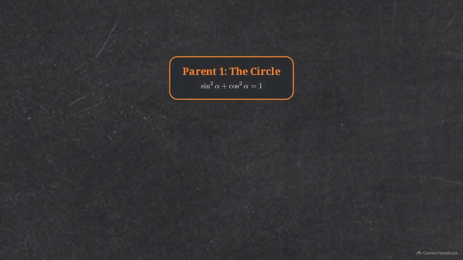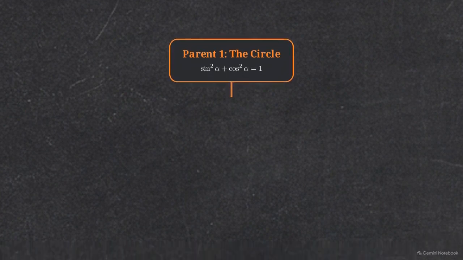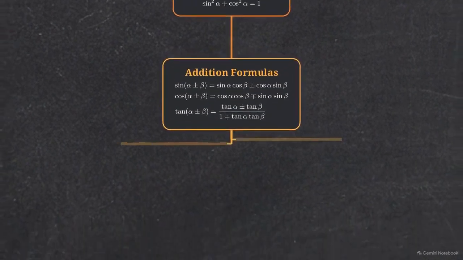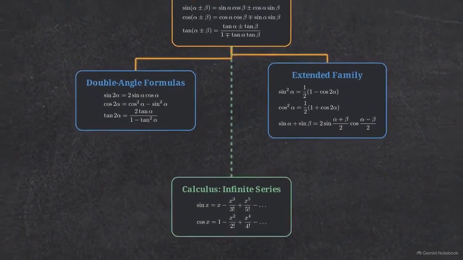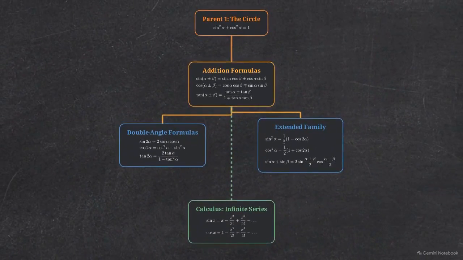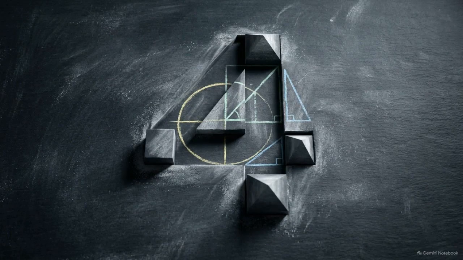This flowchart maps all 20 formulas from that chalkboard. The unit circle sits at the top, and the logic flows downward into the addition formulas, the double angles, and finally the infinite calculus series. Trigonometry isn't an assortment of isolated rules. It's a sequence of 4 ideas that continuously reshape themselves into everything we've seen.